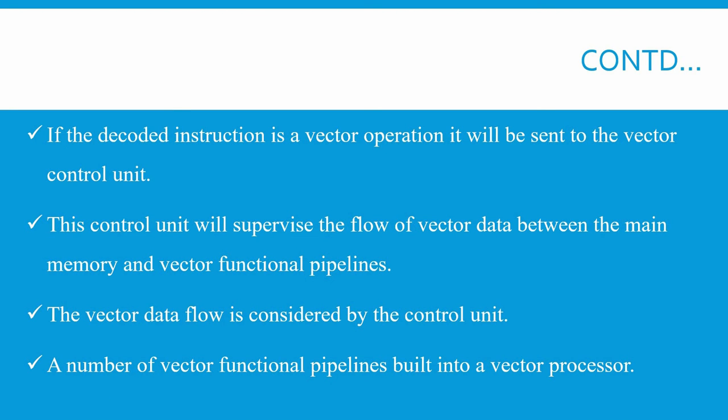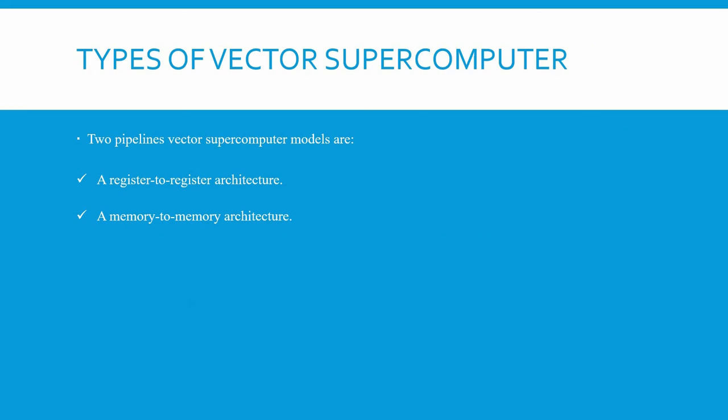If the decoded instruction is a vector operation, it will be sent to the vector control unit. Then it will be transferred to the vector functional pipelines. This control unit will supervise the flow of vector data between main memory and the vector functional pipelines. The vector data flow is controlled by the control unit. A number of vector functional pipelines are built into a vector processor.